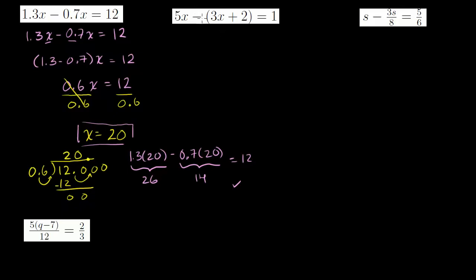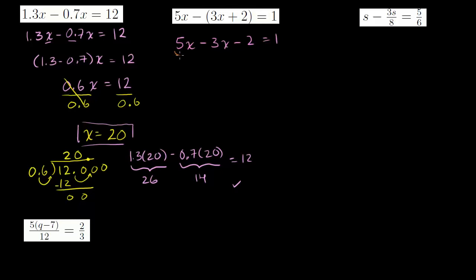So the first thing I want to do is distribute this negative 1 over here. So this is the same thing as 5x minus 3x minus 2. I just did the distributive property on the 3x and the 2. This is a negative 1 times 3x plus 2. So it's negative 1 times 3x plus negative 1 times 2, or negative 3x minus 2. And that is going to be equal to 1.